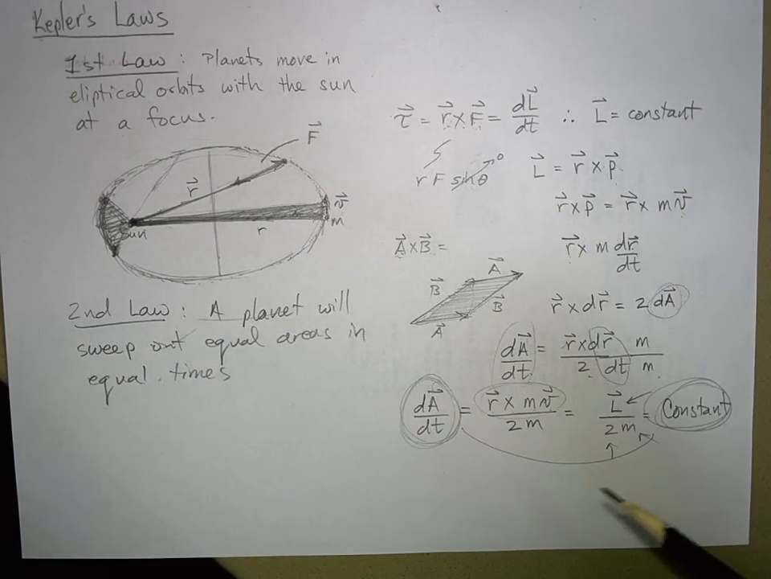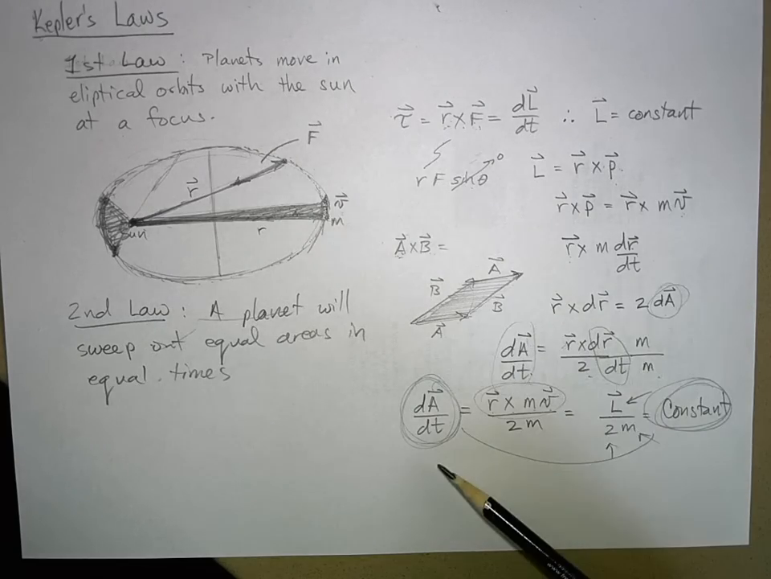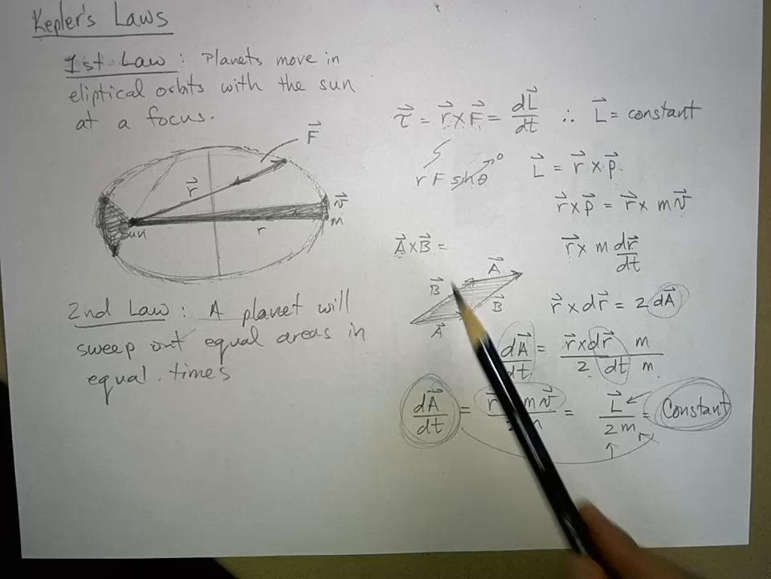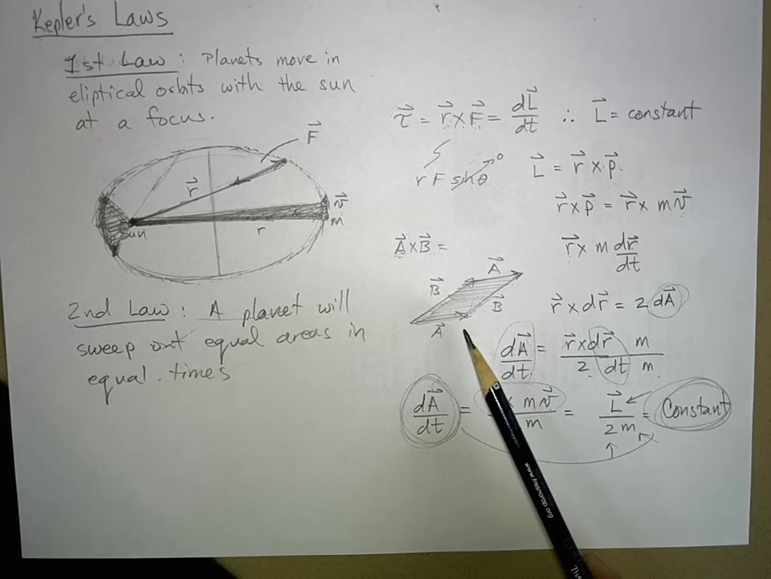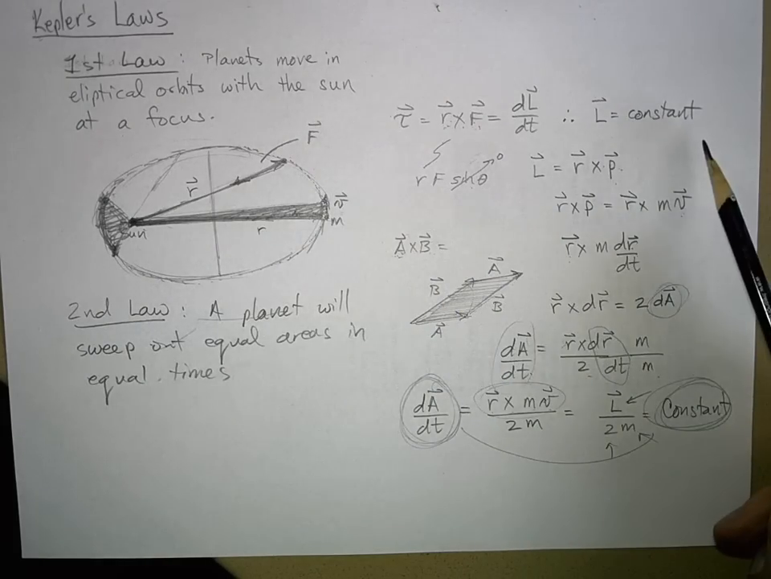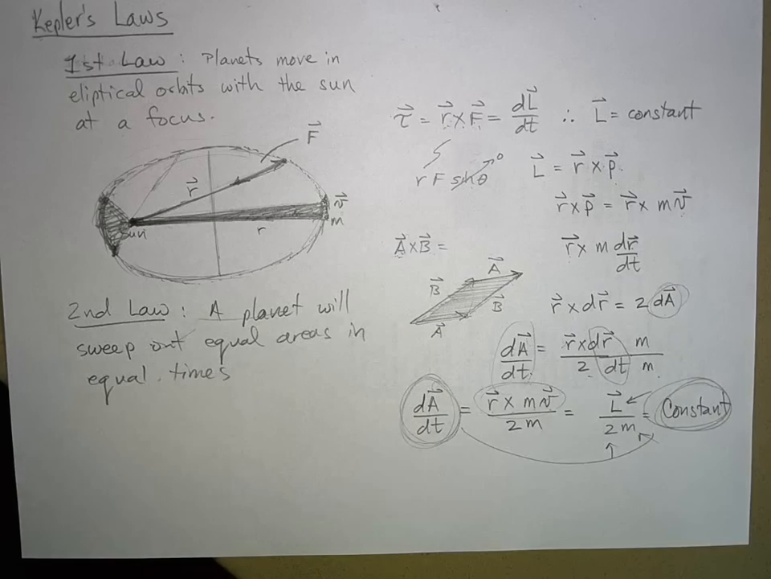Now, I did this in a few minutes, right? And it took Kepler many years to figure this out. Why? Because I have the mathematics of cross products, which Kepler didn't have. I have the concept of angular momentum and torque, which Kepler didn't have. So I think you would have enjoyed seeing this. But there it is, equal areas in equal times.